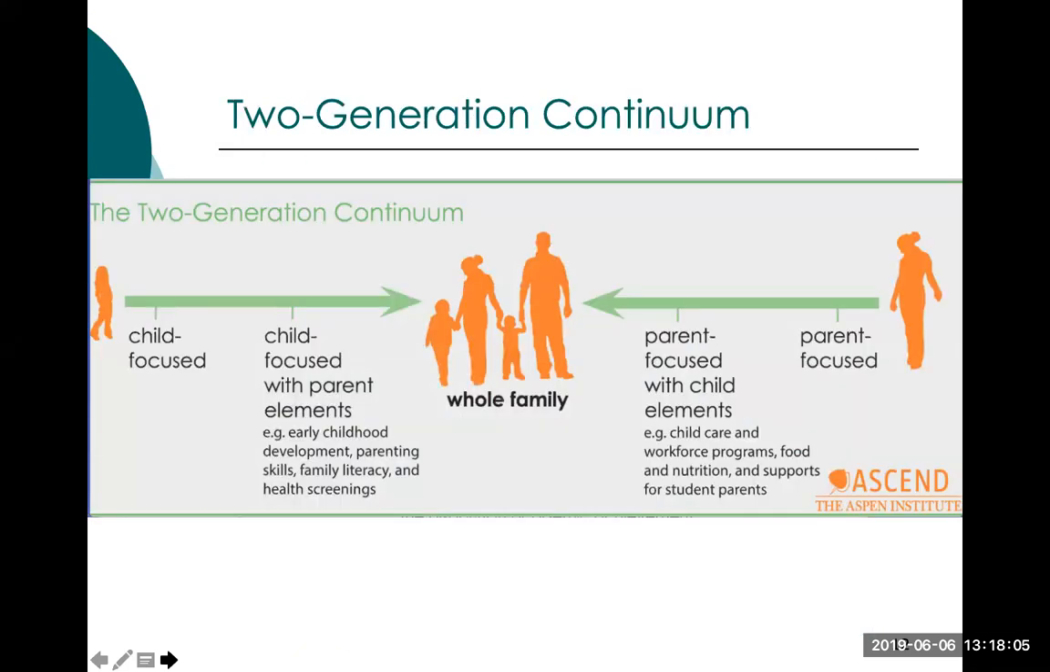And I'd like to view the variety of the programs that we've been talking about on this two-generation continuum from the Ascend Network at the Aspen Institute. The continuum ranges from child-focused programs on the left to parent-focused programs on the right, with the whole family being served together in the middle of the continuum.